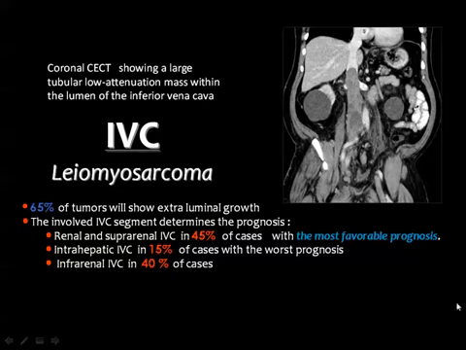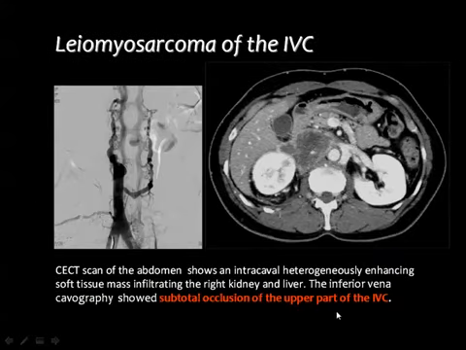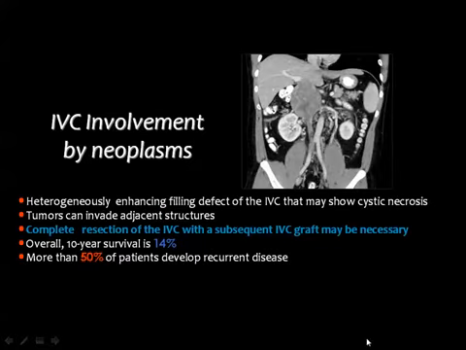Then the prognosis depends on the segment that has been affected by the tumor. If the tumor affects the renal part of the IVC, this has the best prognosis, while if it affects the intrahepatic segment, this has the worst prognosis. In this case, there is an enhancing soft tissue mass extending in various directions, and the view shows almost total occlusion of the IVC. This is the leiomyosarcoma of the IVC.